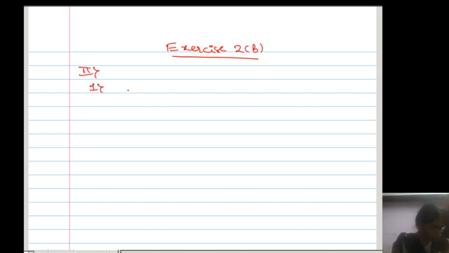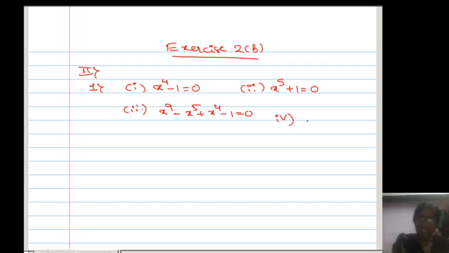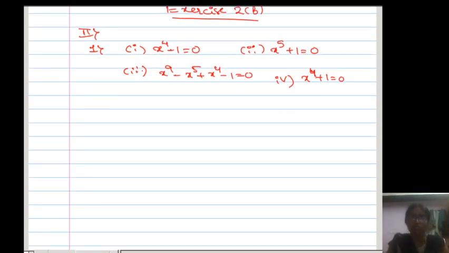Solve the following equations. One is x power 4 minus 1 equal to 0. Second one is x power 5 plus 1 equal to 0. Third one is x power 9 minus x power 5 plus x power 4 minus 1 equal to 0. Next, x power 4 plus 1 equal to 0. Solve the following equations means they are asking us to simplify this to find x values. I think you understand what the first problem is.